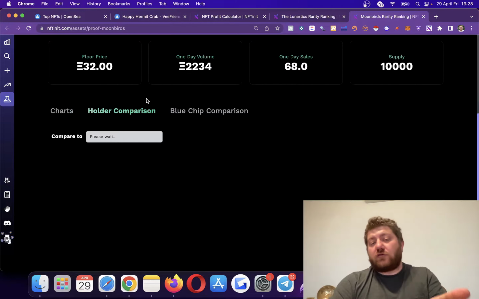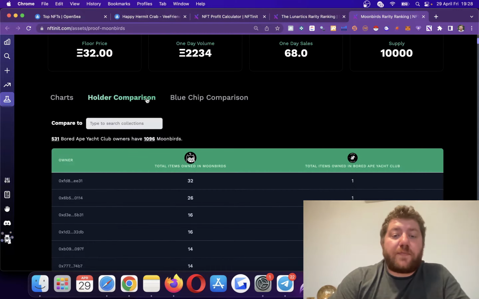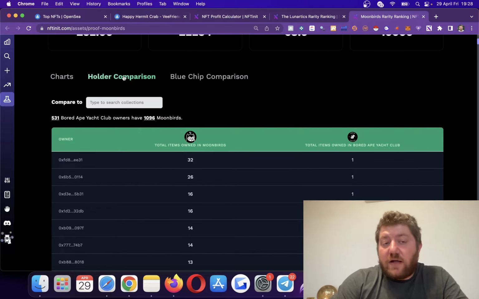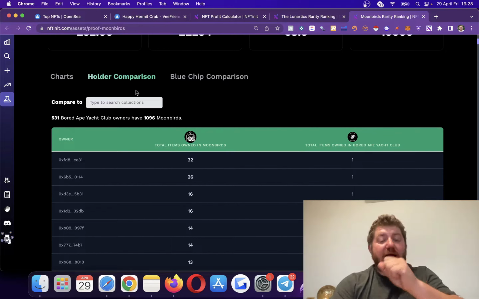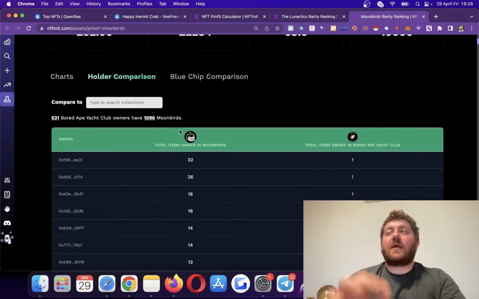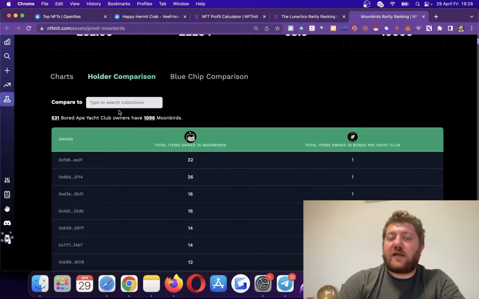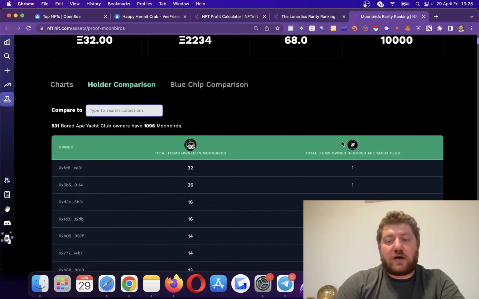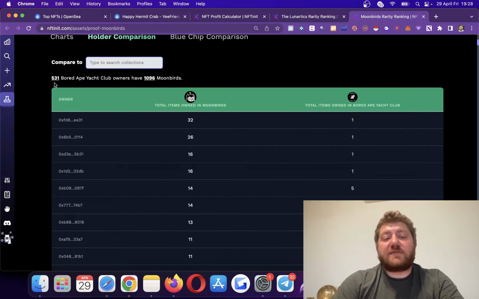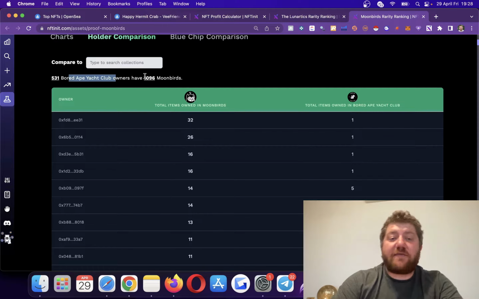And then there is the holder comparison. I'm just going to show it on Moonbirds. In this holder comparison, you see how many NFTs from your target collection are owned by the collection you want to compare it to. So it comes as default with the biggest collection, which is Bored Ape Yacht Club. So there are 531 Bored Ape Yacht Club owners, who have slightly more than 1,000 Moonbirds.